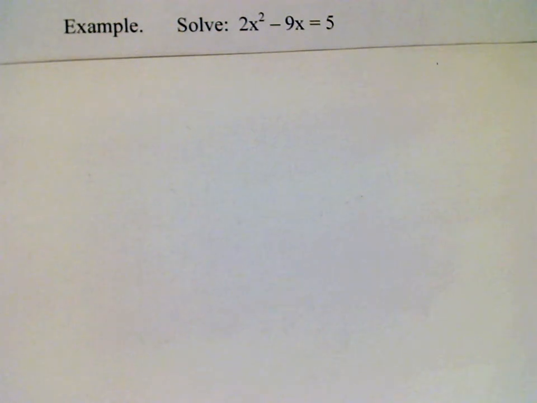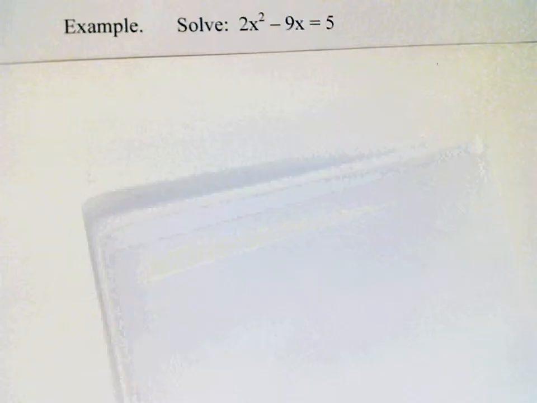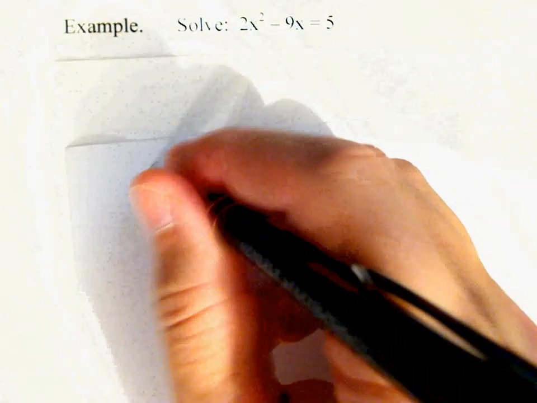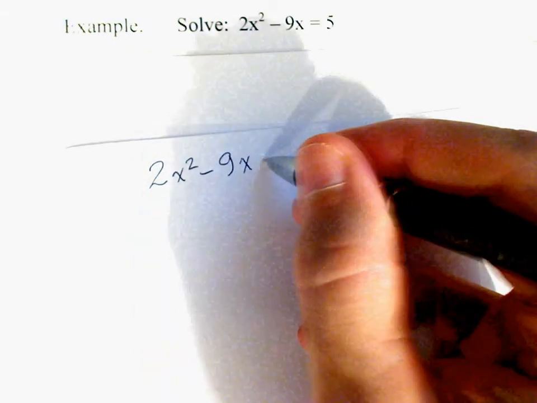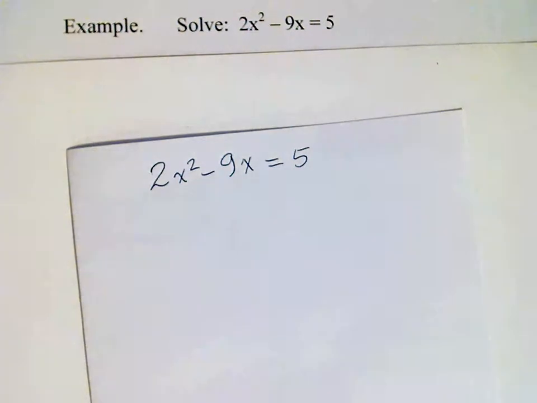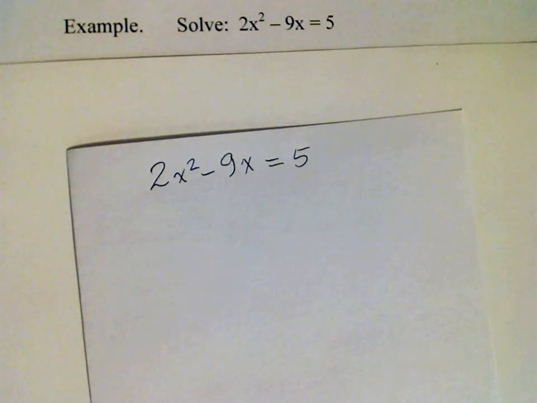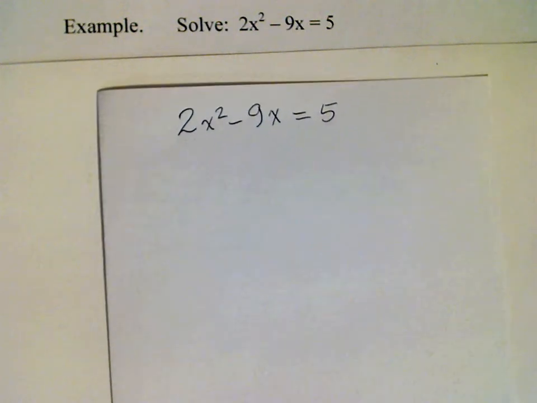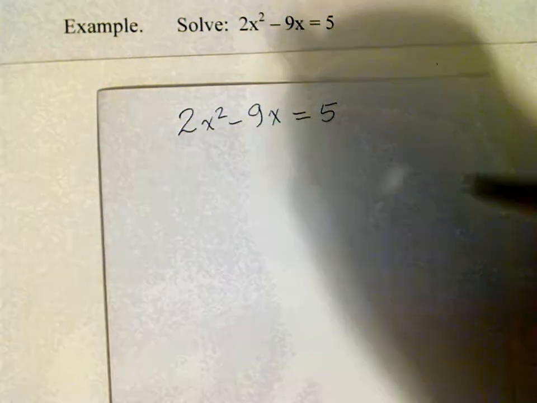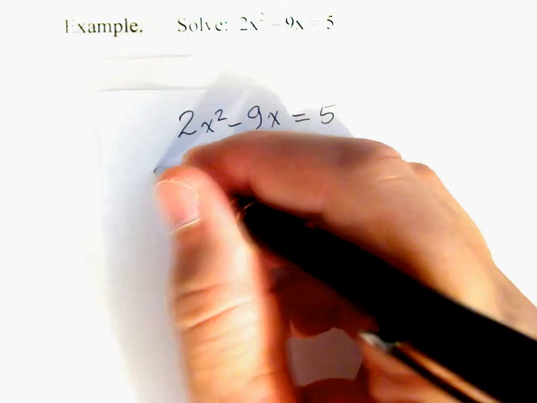Let's do one more example using the quadratic formula. We have to solve this equation, 2x squared minus 9x equals 5. Now you remember the quadratic equation that we start from has a 0 on the right hand side. So that's our first step, is to get a 0 on the right hand side. We do that by subtracting 5.